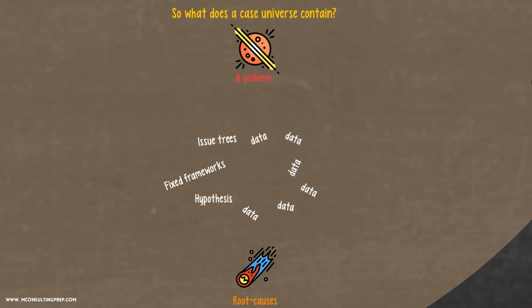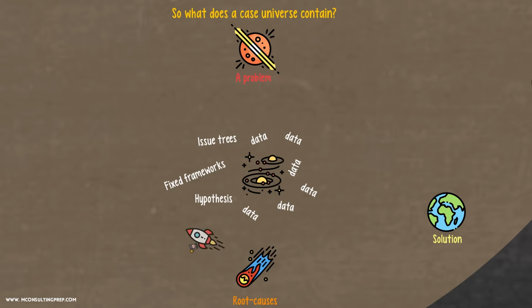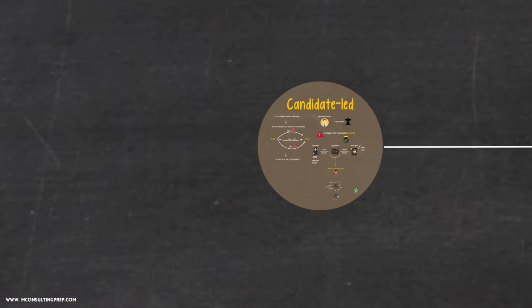The candidate's job should be to interact with that universe, to identify the root causes and come up with solutions as systematically and as quickly as possible. Along the way, he or she can be creative in using different issue trees, frameworks, and hypotheses, however needed to arrive at the root causes. Let's look at an example.